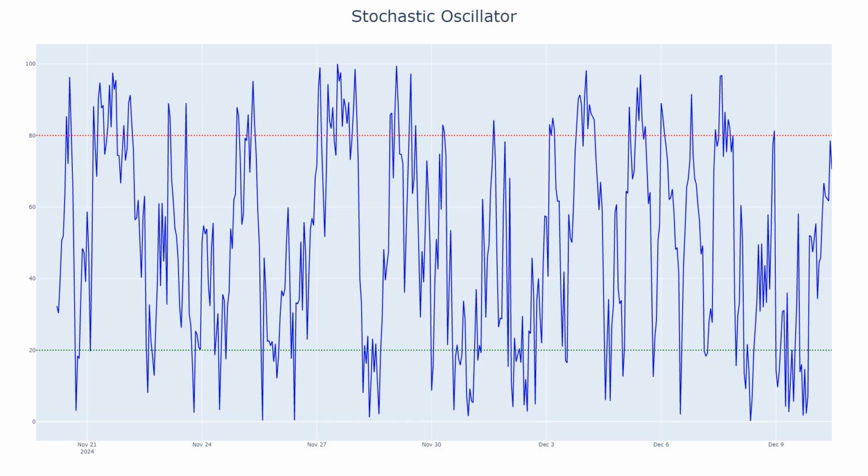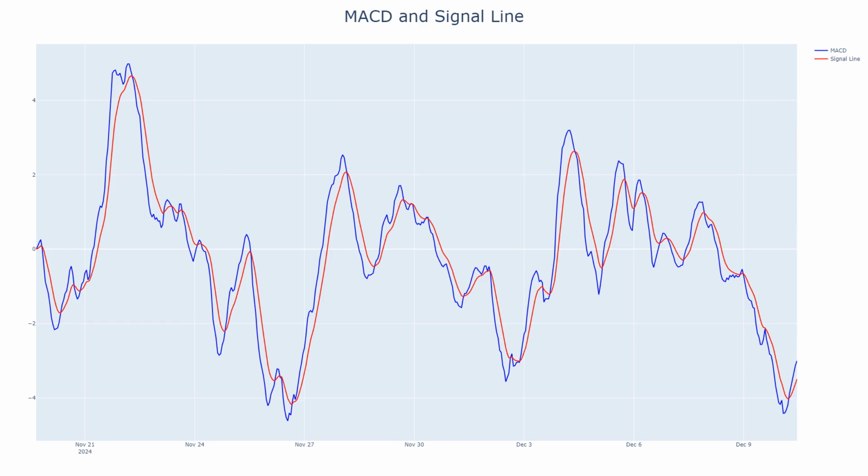With the current reading, the coin is vulnerable to minor corrections if buying pressure does not increase. Traders should watch for stochastic readings crossing below 70, which often precedes further bearish action. Conversely, breaking above 80 could signal a short-term breakout above resistance. MACD and signal line analysis.